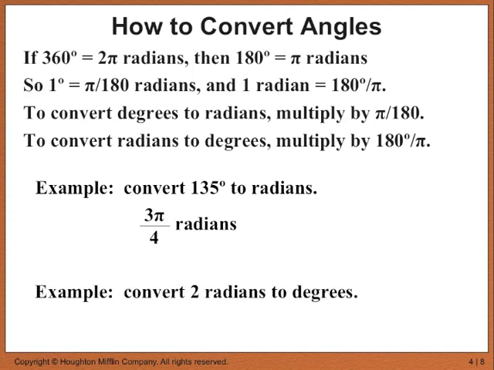Another example, convert 2 radians to degrees. Pause the video, do that on your own, and then resume when you have an answer. And 2 radians is 114.59 degrees, because what I did is I just multiplied 2 by 180 degrees over pi, and I got 114.59 degrees.